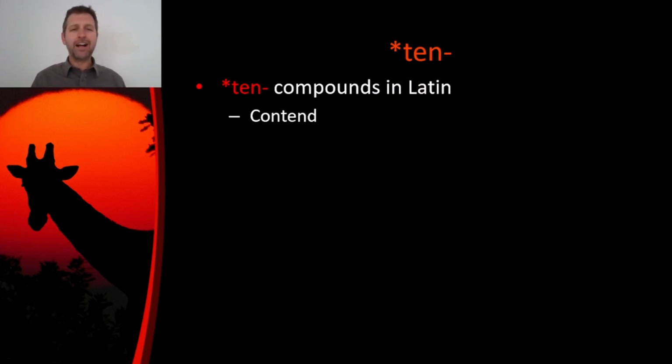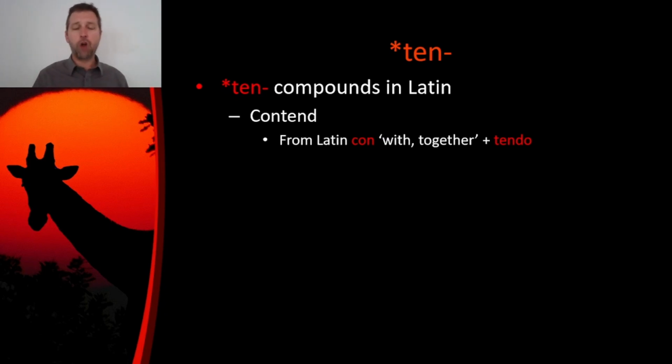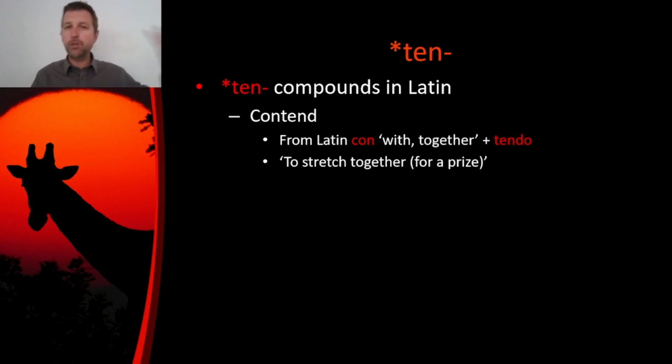One last set of tendo compounds is a very common set, and that comes from Latin con, which means with or together, plus tendo. And so if you contend, then you are literally stretching together. What does it mean to stretch together? It means that you and one or more other people are trying to get something. You're stretching out yourself, your body, your mind, whatever, for something, usually for a prize is the way that we use this word.